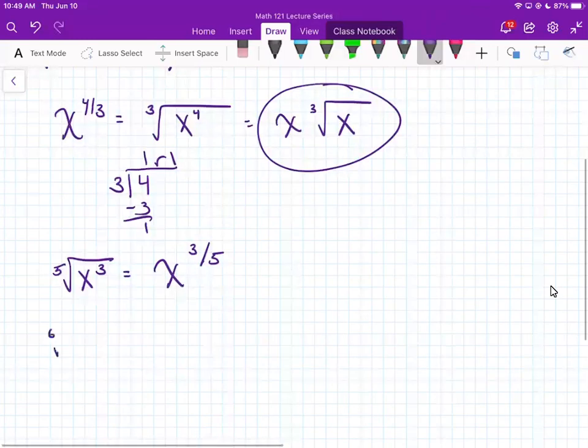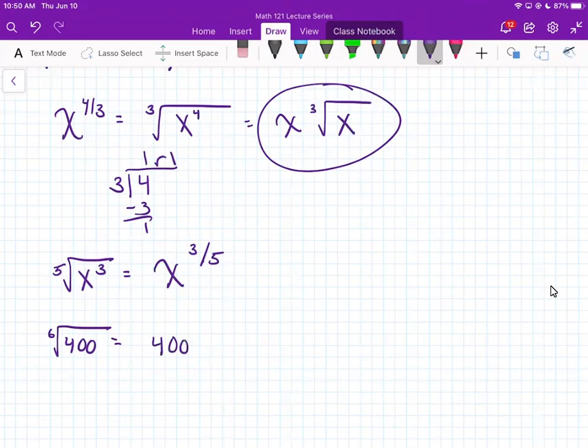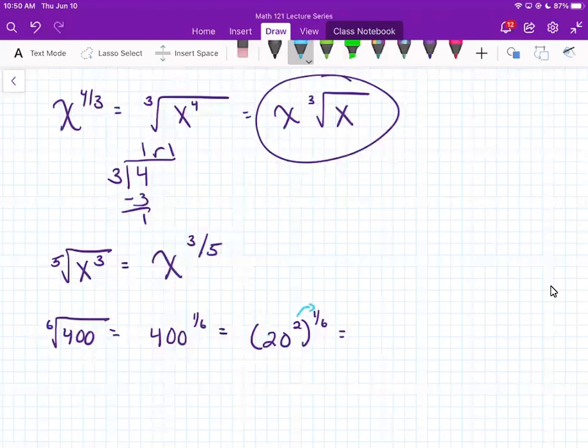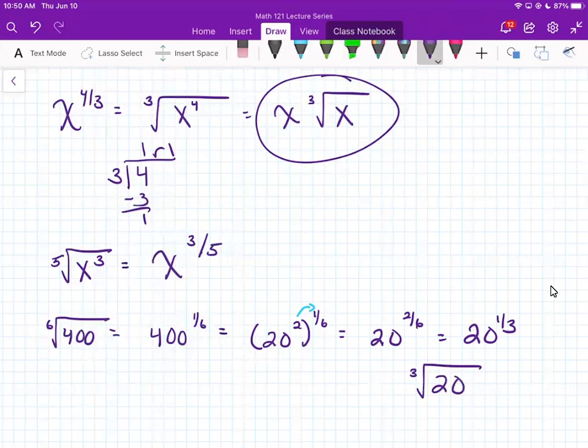So for example, if I'm looking at the 6th root of 400, that is 400 to the first, so I can rewrite this as 400 to the 1/6. But notice that 400 is really just 20 squared to the 1/6. But remember our rules of exponents, we can raise this power to a power by multiplying these two, which leaves us with 20 to the 2/6 or 20 to the 1/3. And then we can translate back to a radical form and we get the cube root of 20.